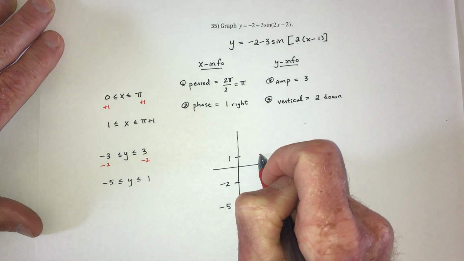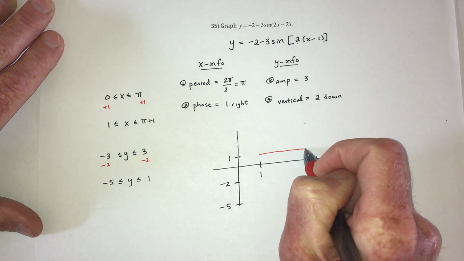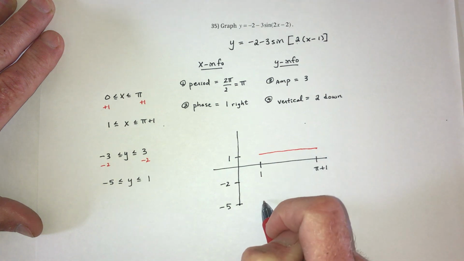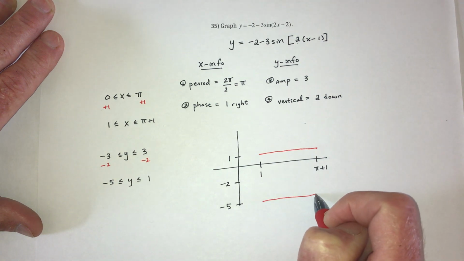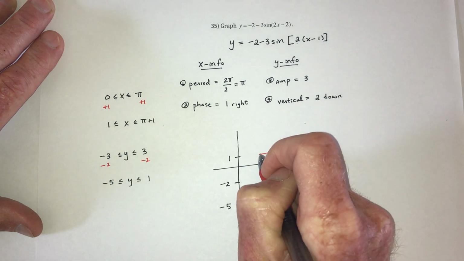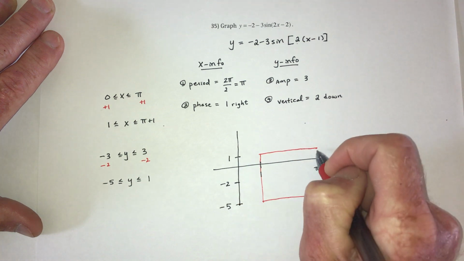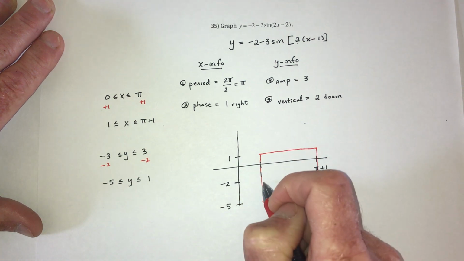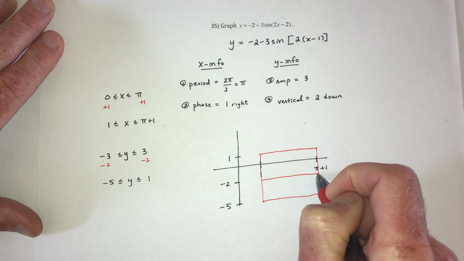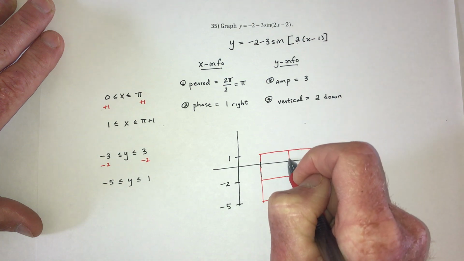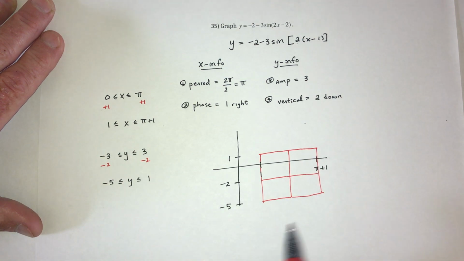So now I'm ready to make the red box. So it's going to go across like this at a height of 1, across like this at -5, down like this, and then right here in the middle is -2, and then just cut this in half so that we have 4 rectangles.